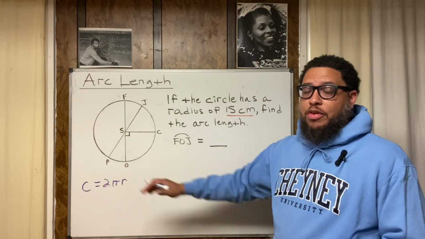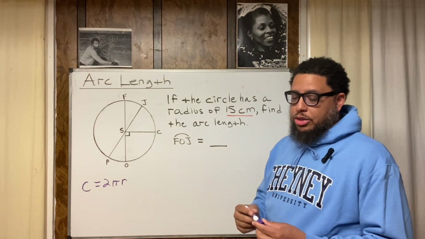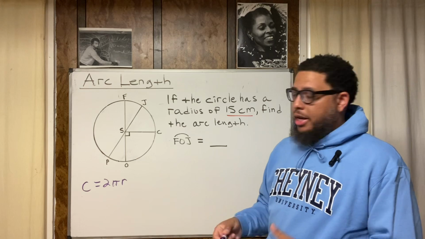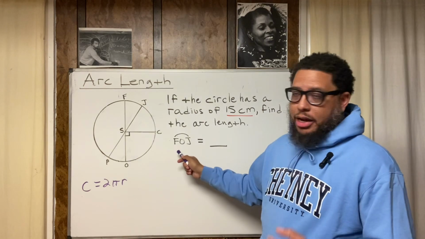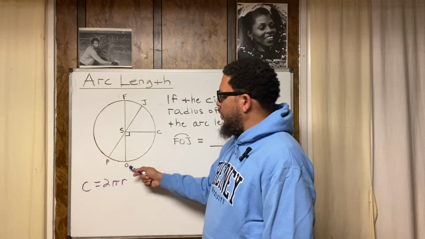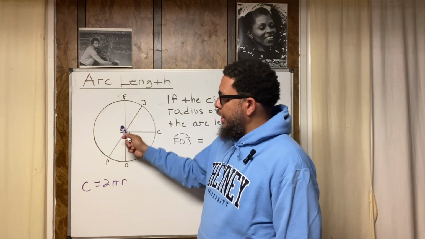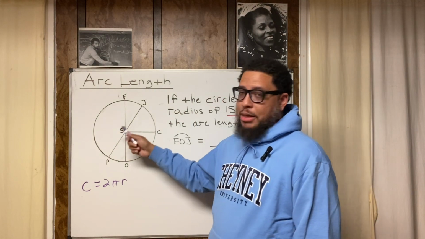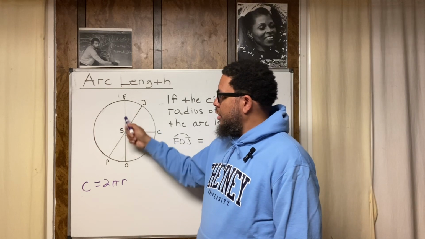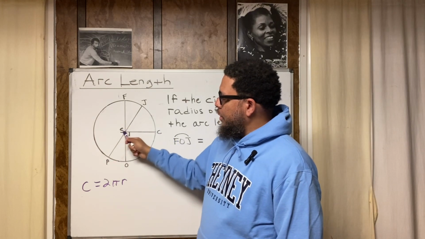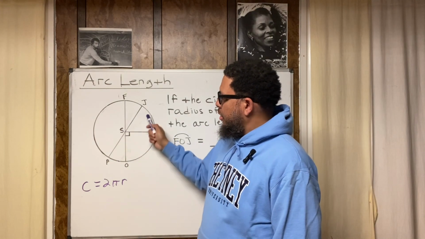Then, after we find the circumference, we got to find the arc measure of the arc that we're looking at. We're looking at arc FOJ, right? The major arc FOJ from point F all the way around past O to J. What's the arc measure of that? Arc measure is in degrees, right? It's based on the central angles that create the arcs. So arc FP is based on the measure of this angle right here, right?